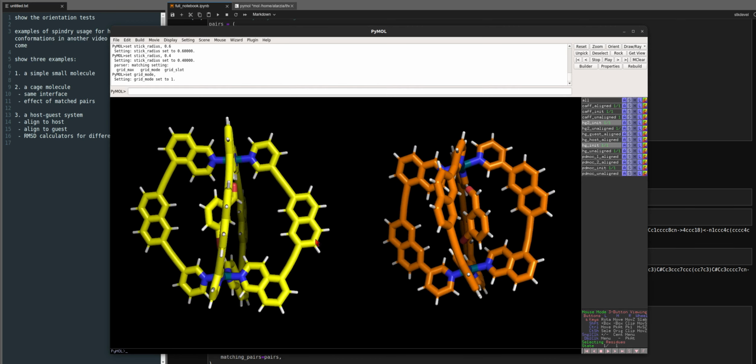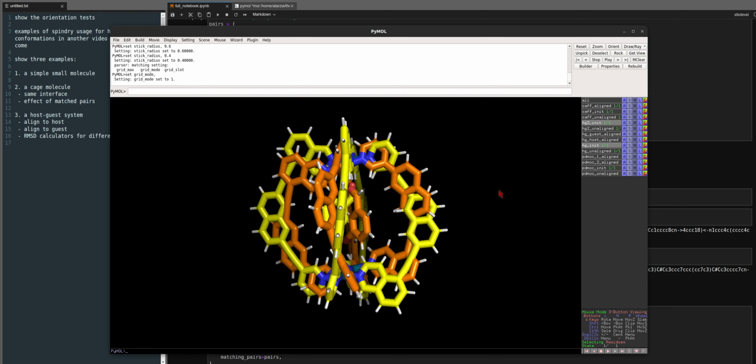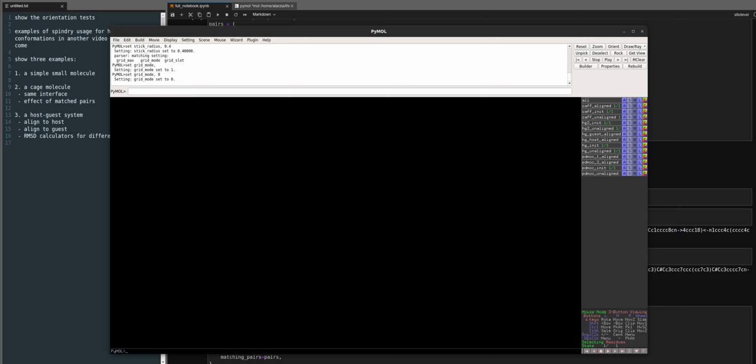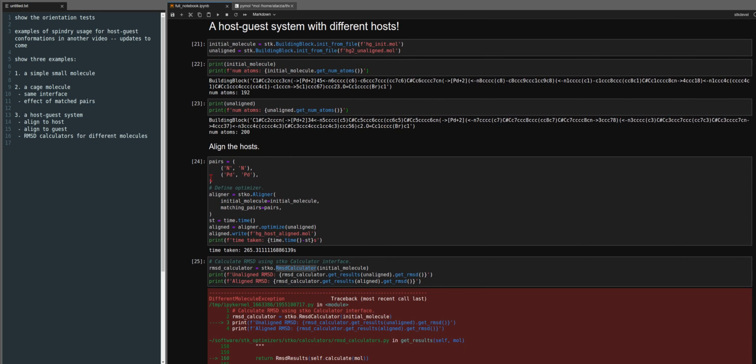And there's kind of two things you might want to do. You might want to align the guests, or you might want to align the hosts. And I show, based on the match pairs, that you can actually do this if they happen to have distinct atom types. And so we have the first example where we align the hosts. And this takes again about 260 seconds, so like about 4 minutes.